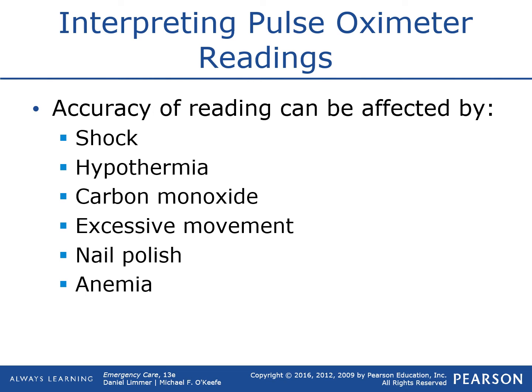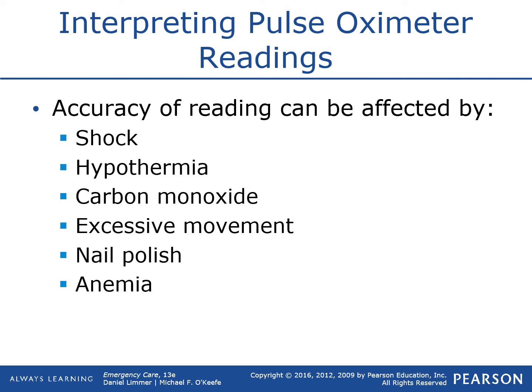So some of the factors that might change the accuracy of these readings. Shock is one of them, where we aren't circulating blood to the fingertips as well, because that's usually where you measure SpO2, in your fingertip. Hypothermia is another one. When you're hypothermic, your body brings all the blood back to your core. And if you don't have much blood circulating around your fingers, then you're not going to have a good, accurate measurement of the amount of oxygen in that blood.